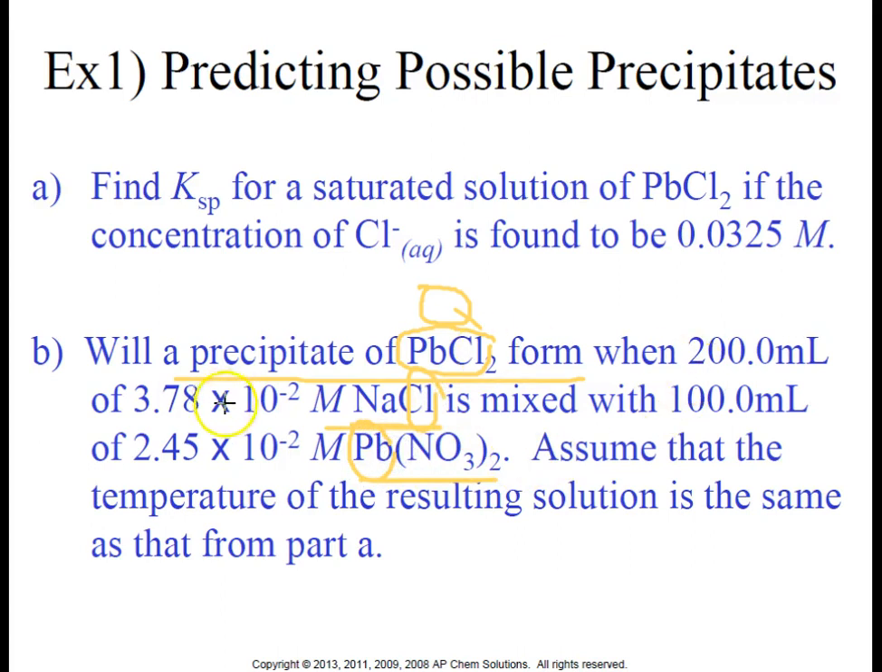We are given the chlorine concentration and the lead concentration, but we're given those before they get mixed together. Originally we had 200 milliliters of this and 100 milliliters of this, but now they're mixed together. So that changes my volume. Now my volume is not 200 milliliters, it's not 100 milliliters, now my volume is 300 milliliters.